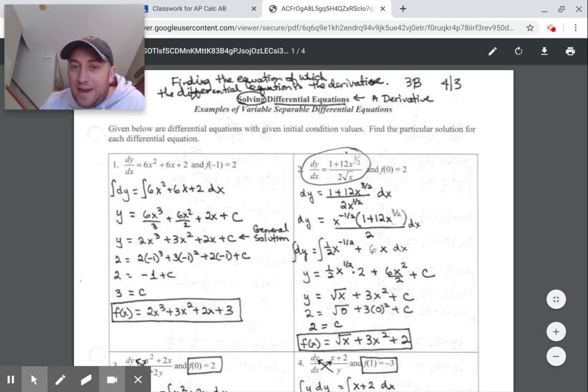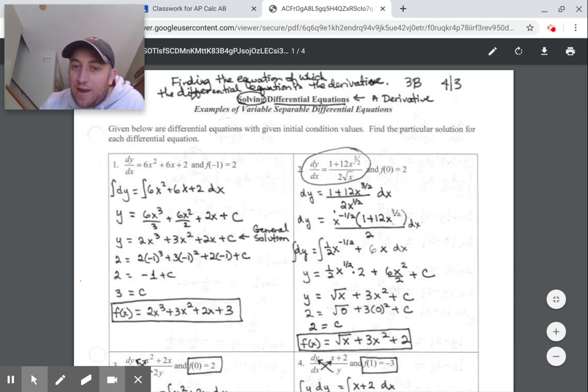On the right-hand side, we have all x's. We have dy dx on the left. So I'm going to multiply both sides by dx. So that way I have just dy is equal to 1 plus 12x to the 3/2 power over 2x to the 1/2 power dx. Notice all of my x's and constants are on the right, and I have my expression that has a y contained on the left.